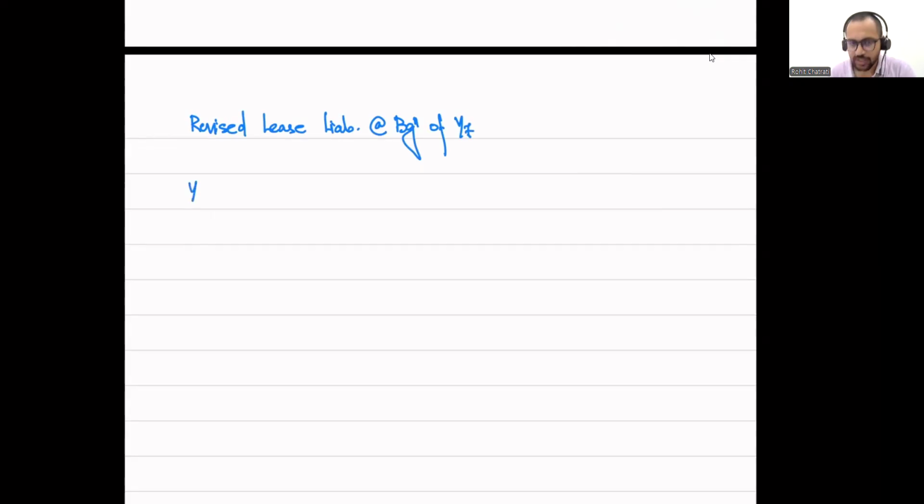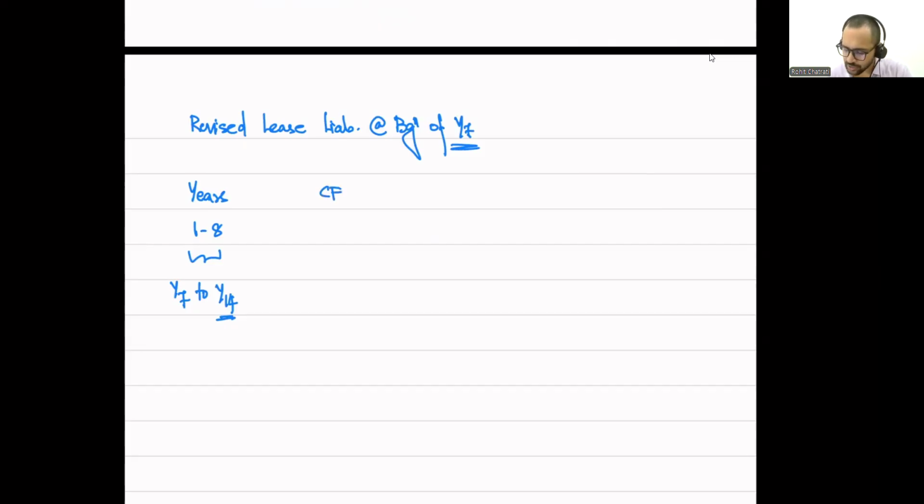Now we have years from 1 to 8. Remember, why do I have 1 to 8? Because this basically represents year 7 to year 14 lease payments. We are standing at the beginning of year 7. So end of year 7 is 1 year away from where we are, and end of year 14 is 8 years away from where we are. So I have got 1 to 8 years.